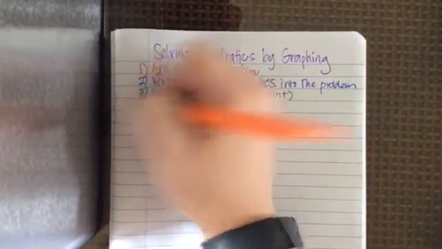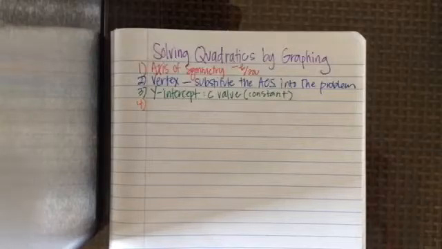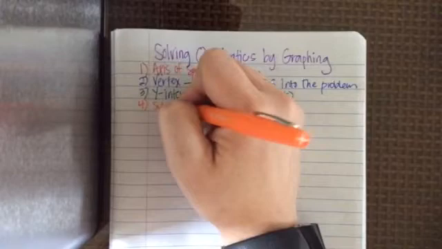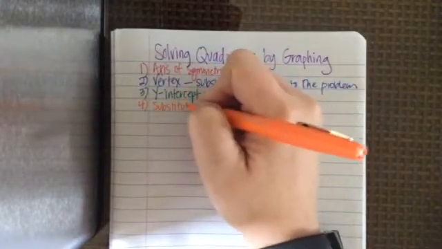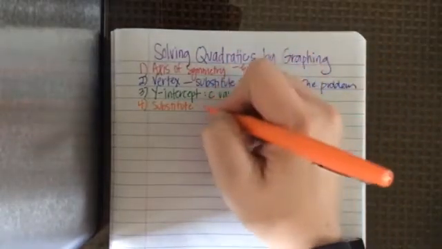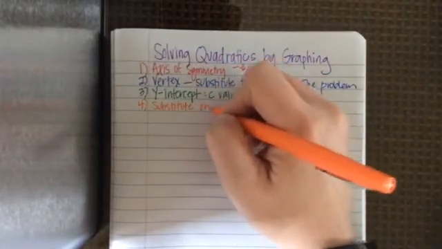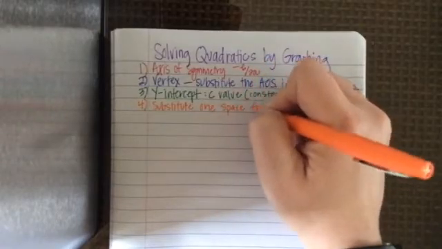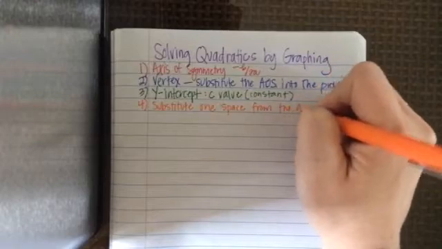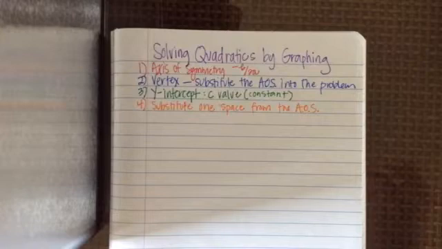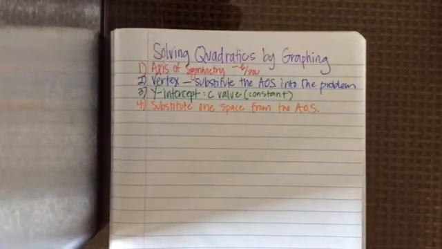So if that y-intercept sometimes does not work, we substitute one space from the axis of symmetry, right? If our axis of symmetry was negative 2, you pick negative 1 or negative 3 to substitute, and that gives you an ordered pair.